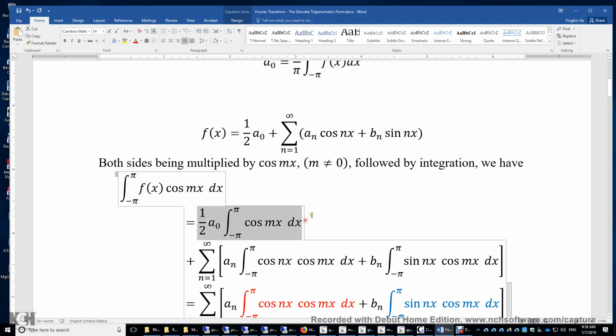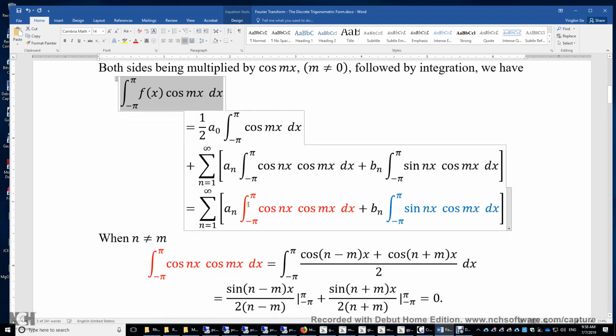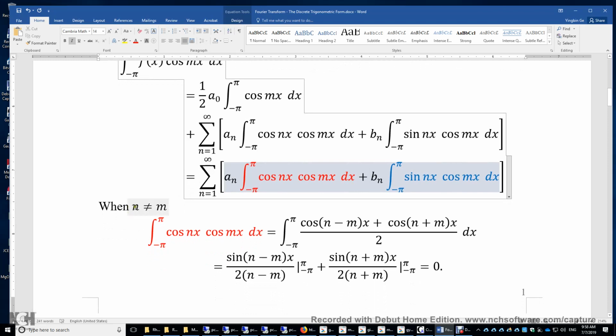So this part disappears. Now we have this integral equals the infinite series of the sum of these two integrals, one in red, one in blue. And then we will prove this. If n is different from m, this integral is 0. This integral is also 0. Therefore, n must be equal to m for this term to be a non-zero term. So first, let's look at this situation when n is different from m.